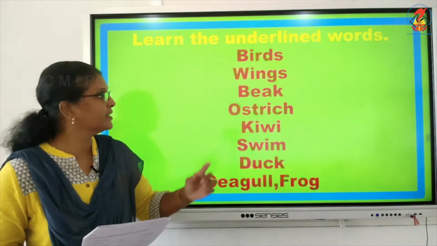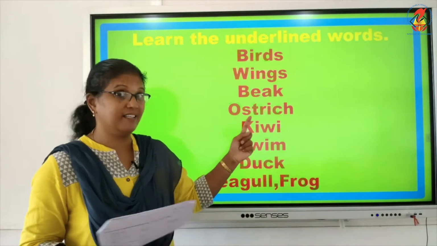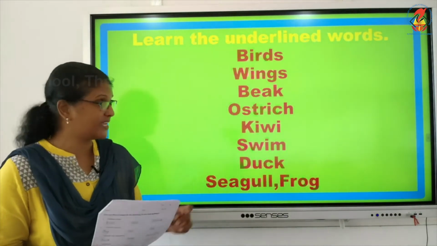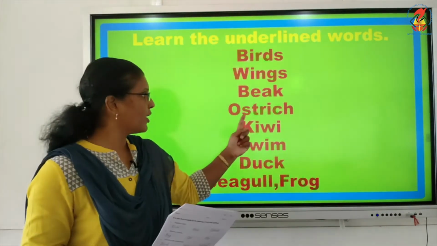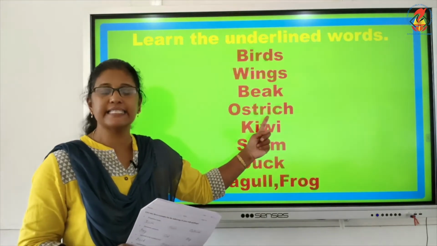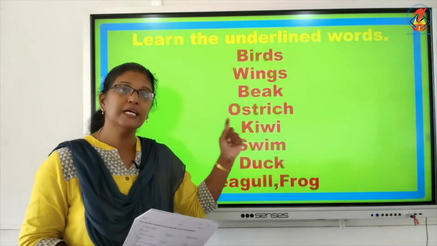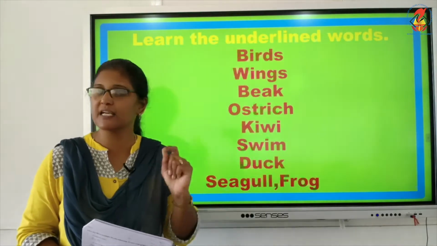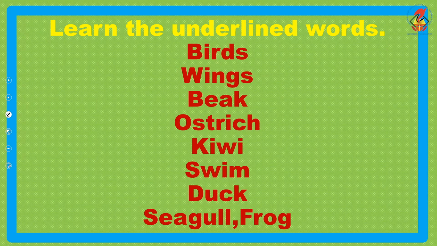B-E-A-K. Beak. Then coming to the fourth word, the flightless bird which we have in our school. O-S-T-R-I-C-H. Ostrich. Please put your pointing fingers under the word which you are reading. O-S-T-R-I-C-H. Ostrich. The next word is kiwi.